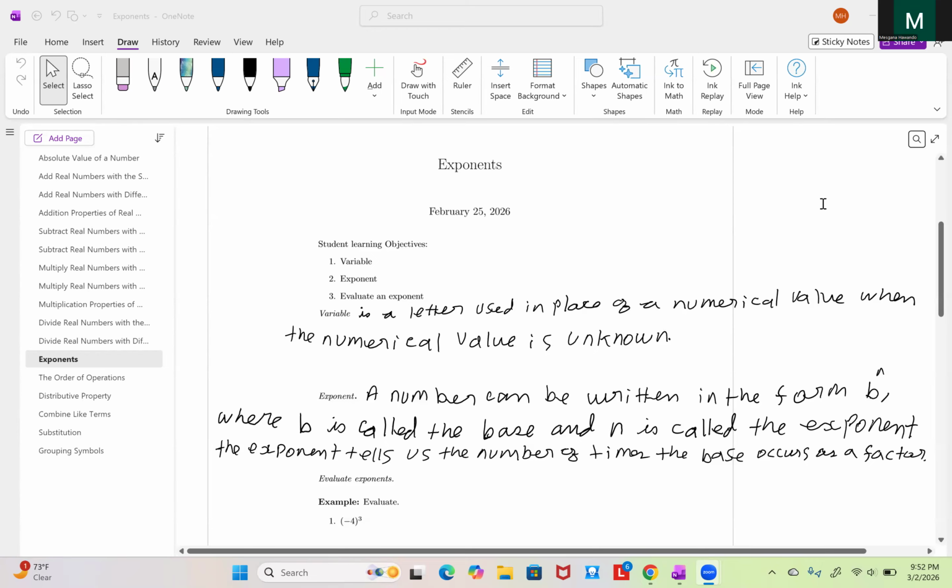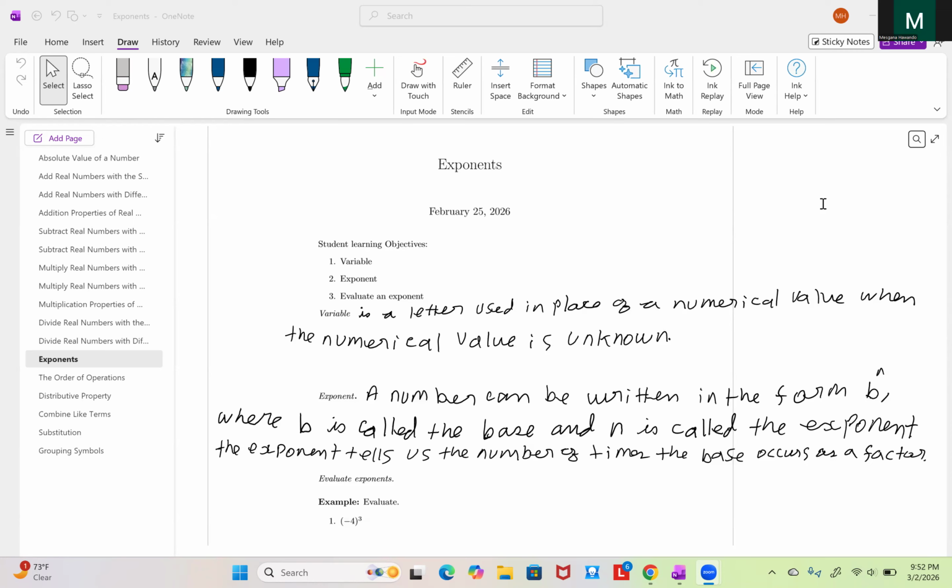Exponents. Student learning objectives: 1, variable. 2, exponent. 3, evaluate an exponent.